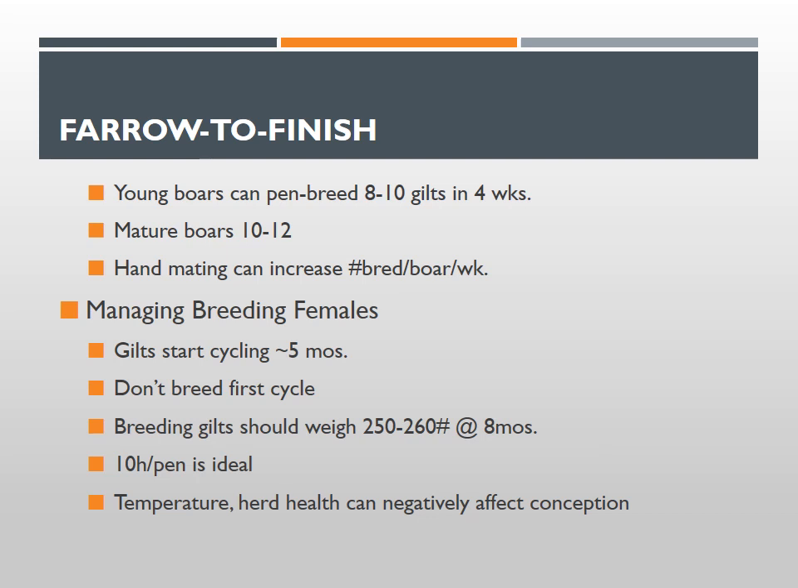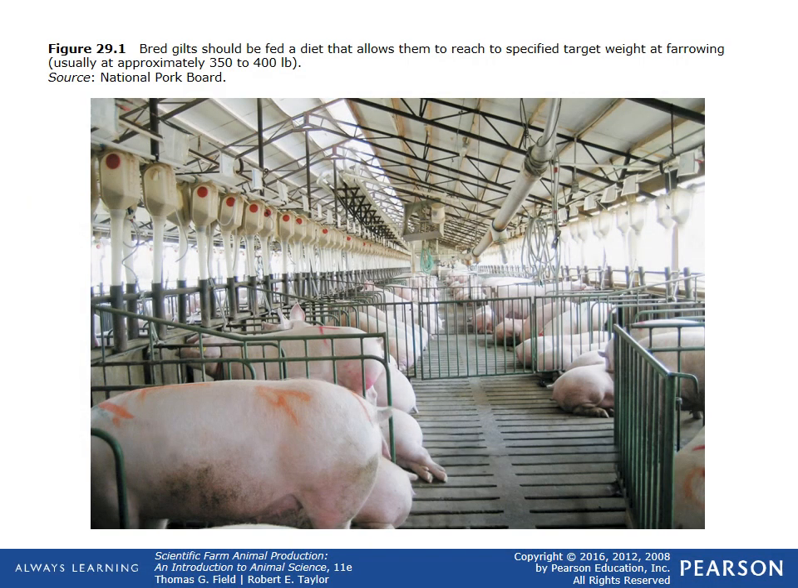So hopefully breeding gilts, your target at 8 months of age would be about 250 to 260 pounds body weight, keeping about 10 in a pen. And again, make sure that temperature and herd health, all those, if we have any issues there, it's going to negatively affect your conception. Here's a nice example of bred gilts on a diet that allows them to reach specific target weights. Notice how clean it is, bright, well ventilated, and you see pretty consistent sizes, frame size, and body condition across the pen.